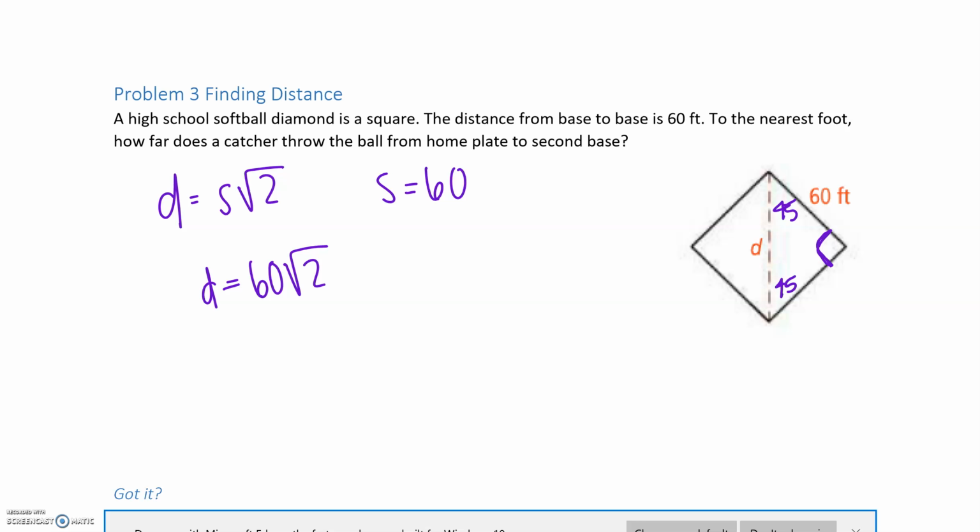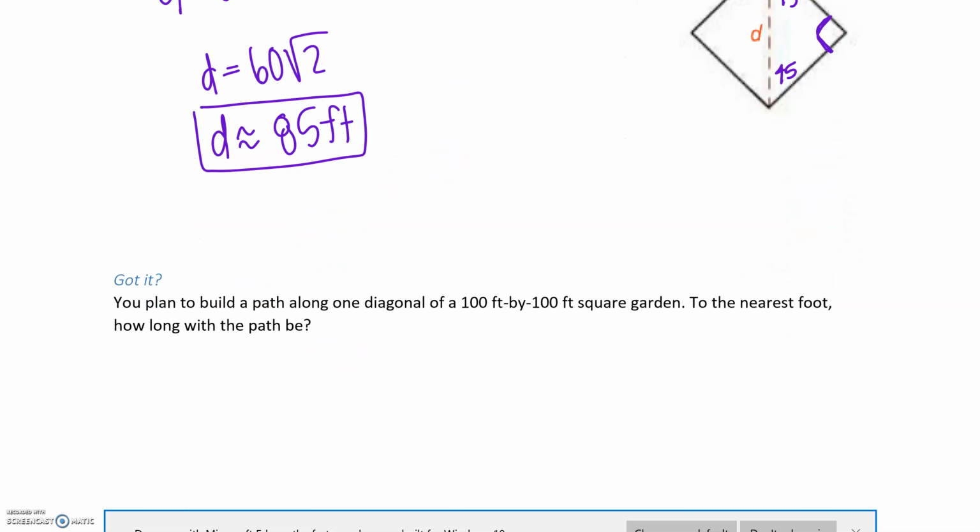And when we put that into our calculator, that's going to give us about 85 feet from home plate to second base.